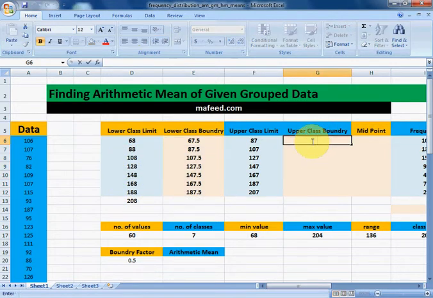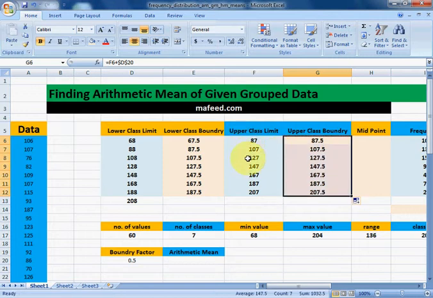The same number will be added in the upper class limit to find corresponding upper class boundaries, is equal to upper class limit plus boundary factor, enter. As the boundary factor will remain same for all the upper class limits, so select it, press F4, we have dollar signs and it means it will remain same even on dragging it downwards. Now all the upper class limits have got added with boundary factor, that is 0.55, and we have got our upper class boundaries.